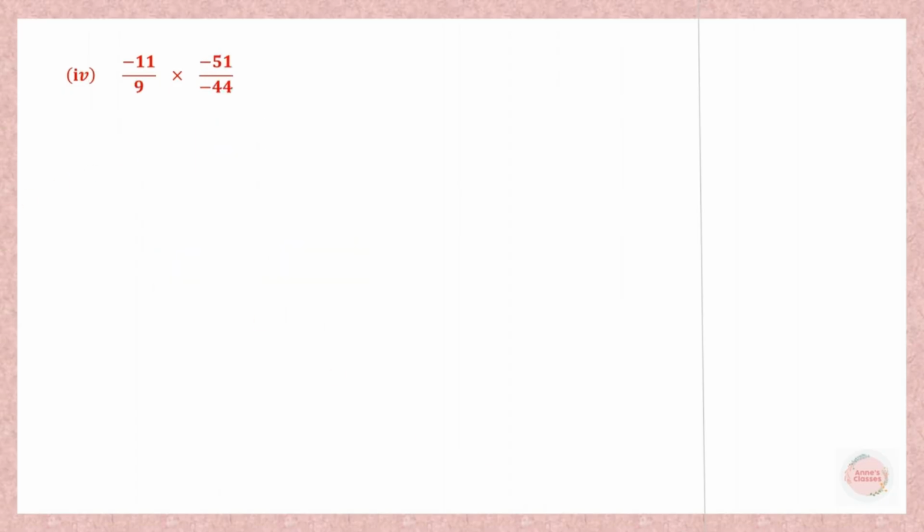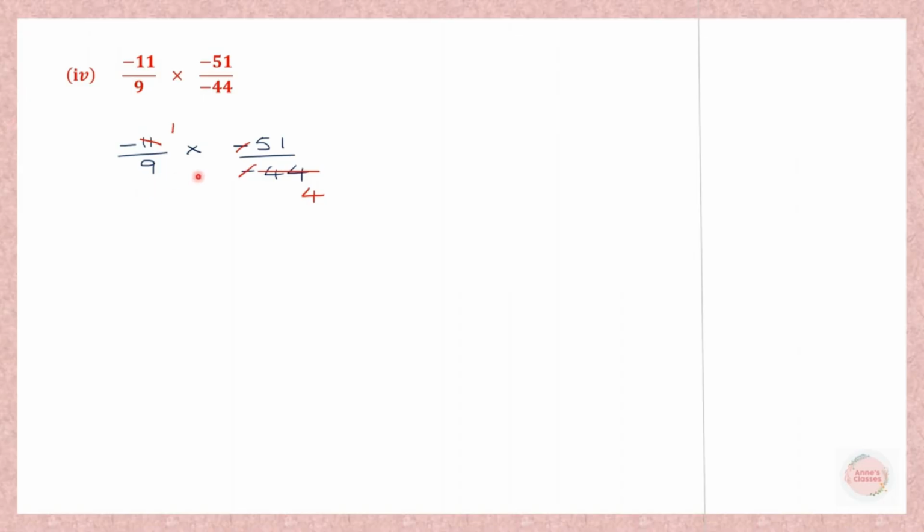Question 4. Minus 11 by 9. Let's write down the rational numbers. Minus 11 by 9 into minus 51 by minus 44. Okay, so here remember we can do cancelling. So here this minus and minus in the numerator and denominator, we can cancel off that. Now here there's one minus sign, but we don't have another minus sign in the denominator. So that remains there. But we can cancel 11 and 44. 11 ones are 11 and 11 fours are 44.